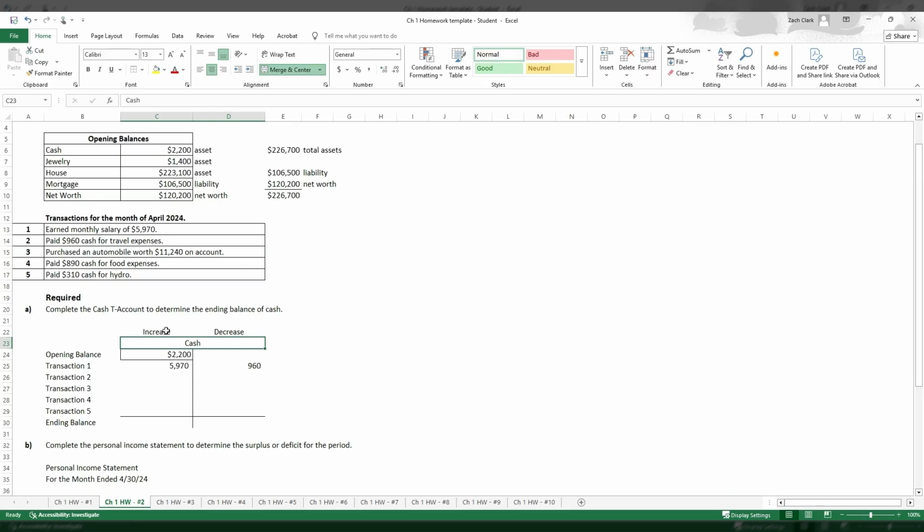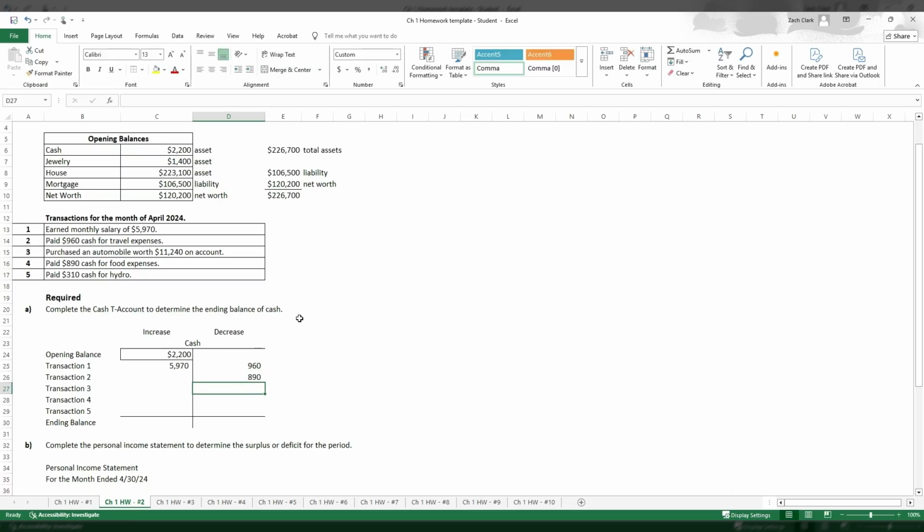We're not looking at the liability accounts, but if we were, we would see an increase there, not an impact on the cash account. Okay, so nothing to record for number 3. But let's come down to number 4. We paid $890 cash for food expenses. So that is a reduction of cash, so we'll put that in.